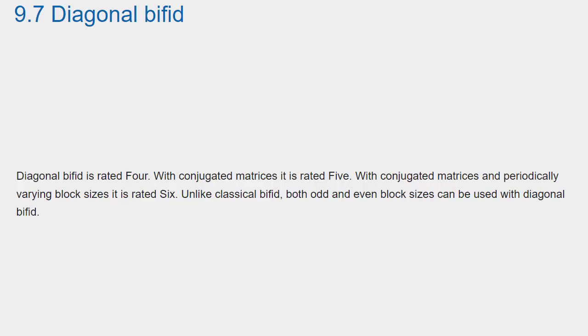Diagonal bifid is rated 4. With conjugated matrices it is rated 5. With conjugated matrices and periodically varying block sizes it is rated 6. Unlike classical bifid, both odd and even block sizes can be used with diagonal bifid.